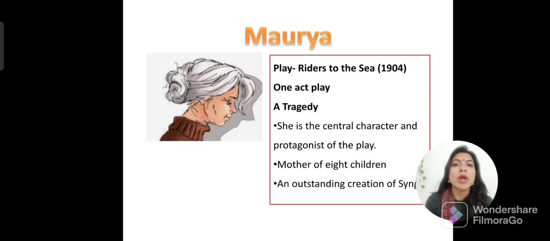Protagonist means who acts, who goes through the journey of life and experiences different things. So here Maurya is the one who in all her life has faced all the difficulties, seen deaths in her family, and is still surviving very hard. She is the mother of 8 children, 2 daughters and 6 sons. And finally, she is an outstanding creation of J.M. Synge.